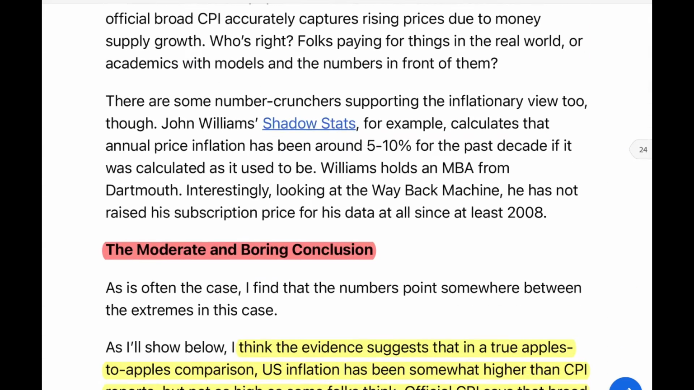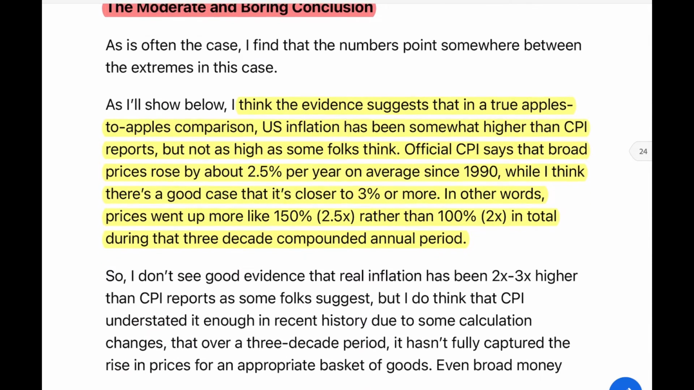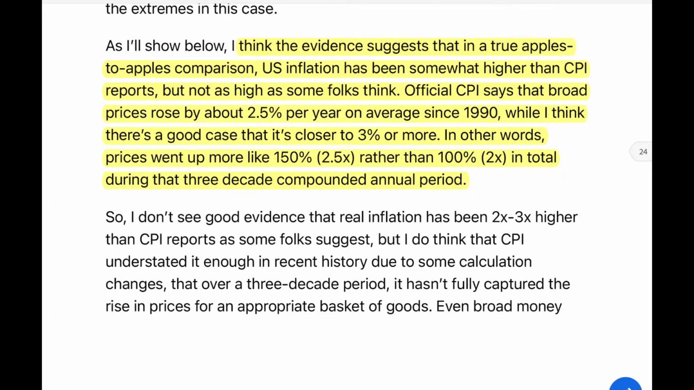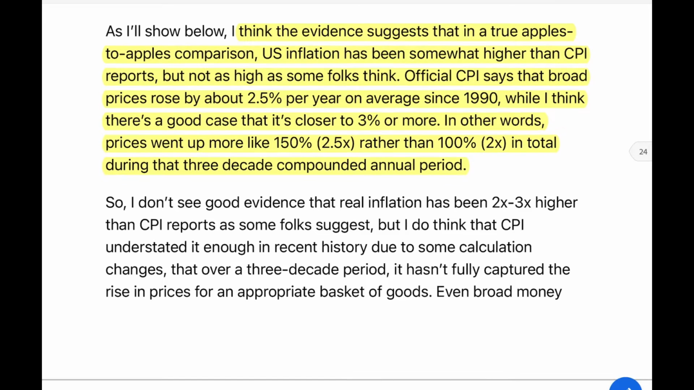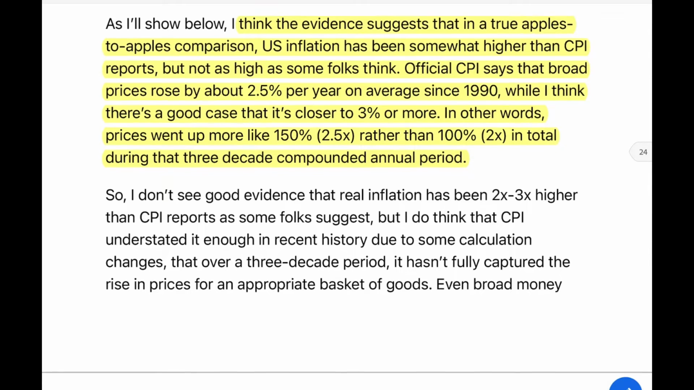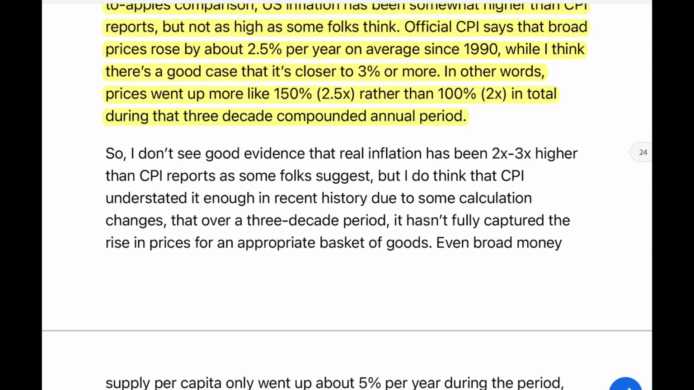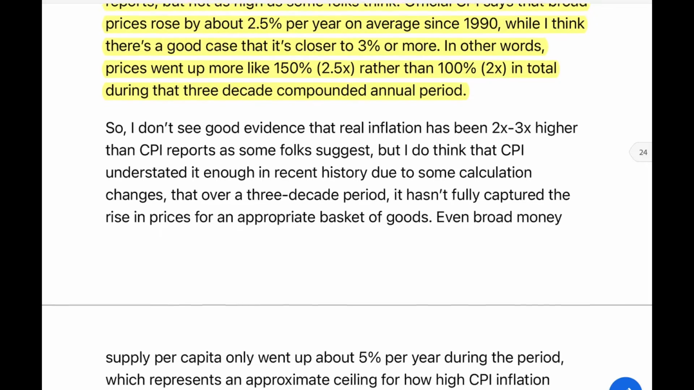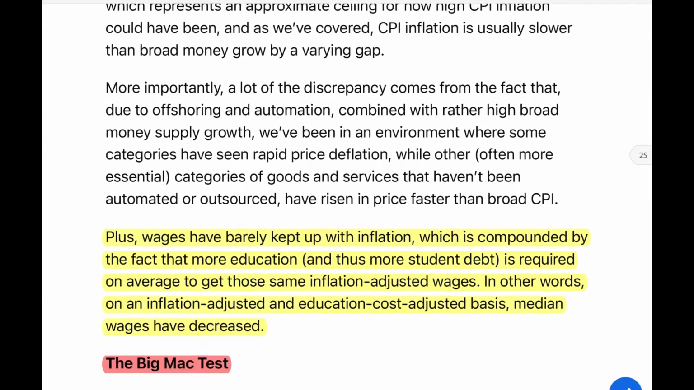The moderate and boring conclusion. This is the author's opinion. I think the evidence suggests that in a true apples to apples comparison, U.S. inflation has been somewhat higher than the CPI reports, but not as high as some folks think. Official CPI says broad prices rose about 2.5% per year on average since 1990, while this author thinks there's a good case that it's closer to 3% or more. In other words, prices went up more like 150%, 2.5 times, rather than 100%, 2 times, in total during this 3-decade compounded annual period. Wages barely kept up with inflation.